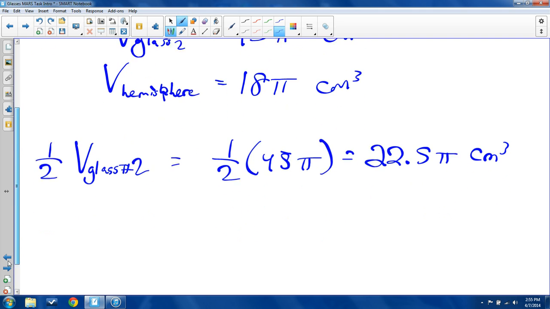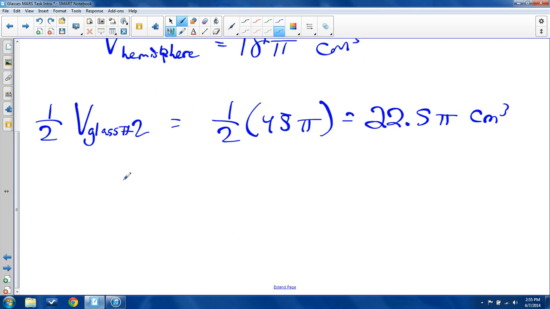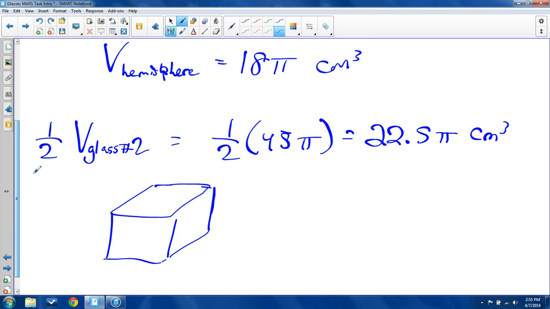Now, in something like a prism, let me backtrack for a second and explain why this problem is still a little difficult. If I had a prism and the volume of the prism was 45 pi, assuming they use pi for prisms, and then they say, find the height of the prism when it's half full, I would take half of it and get 22.5 pi.